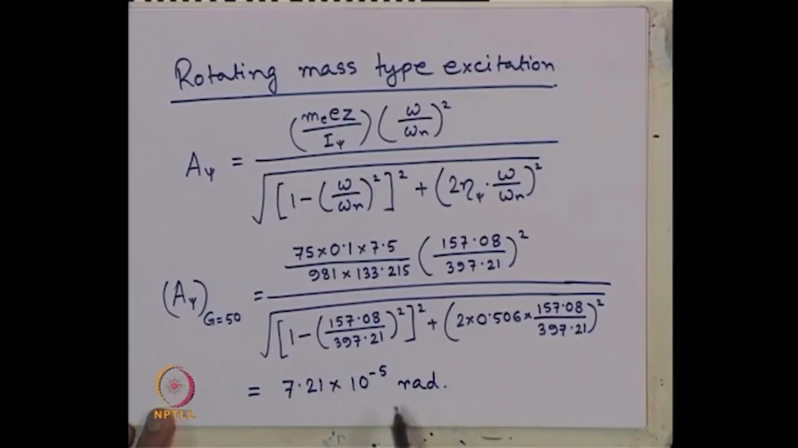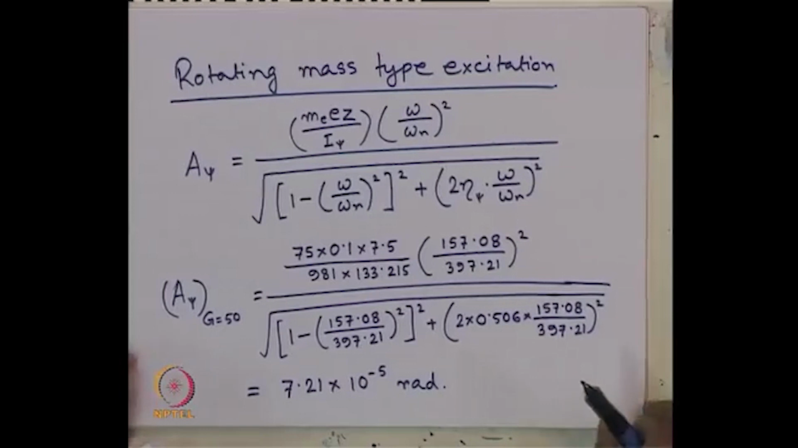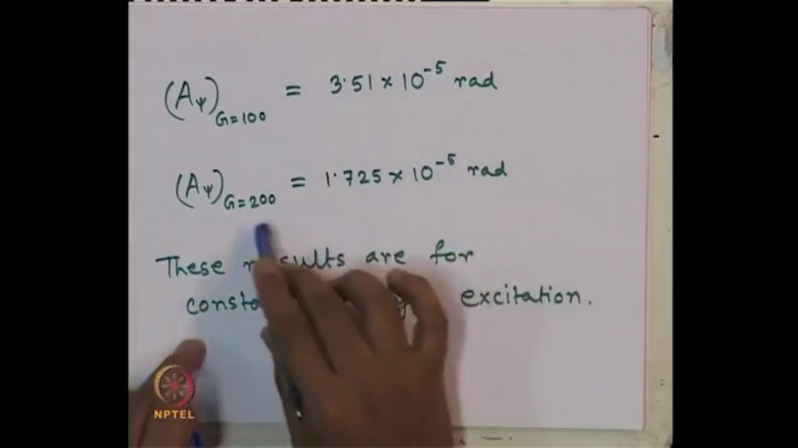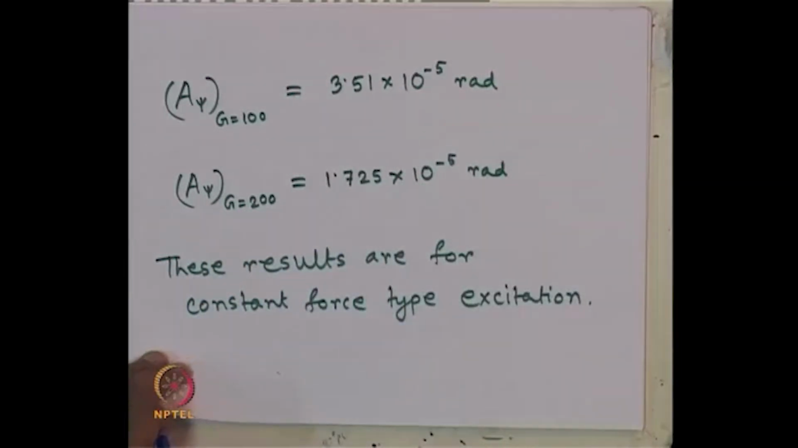Once again, it will be same because the amount of load we kept same for both constant force type and rotating mass type. That is why at operating frequency, the displacement amplitudes are same, as we had discussed earlier also. So, no need to calculate for the other two cases, because they also will be of same values. That means A psi is 3.51 into 10 to the minus 5 and A psi for G equals 200 will be 1.725 into 10 to the minus 5 radian. So, that we will continue in our following lecture.